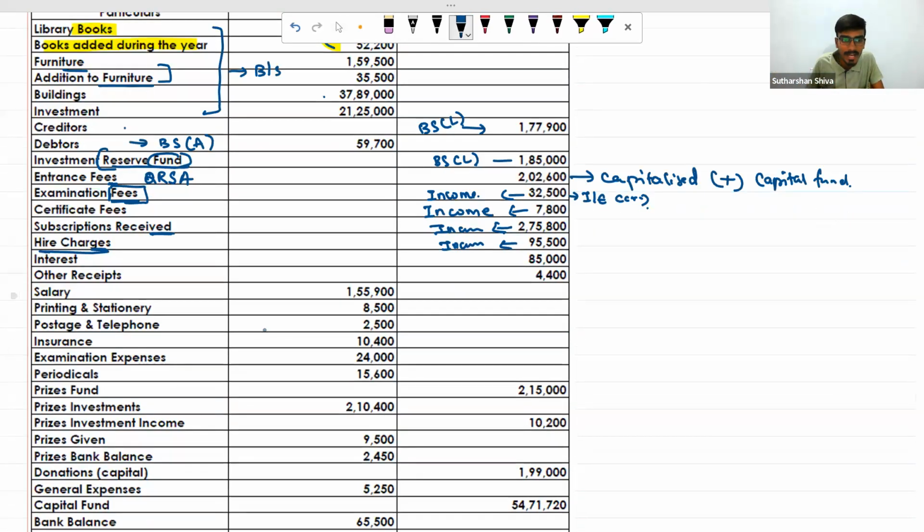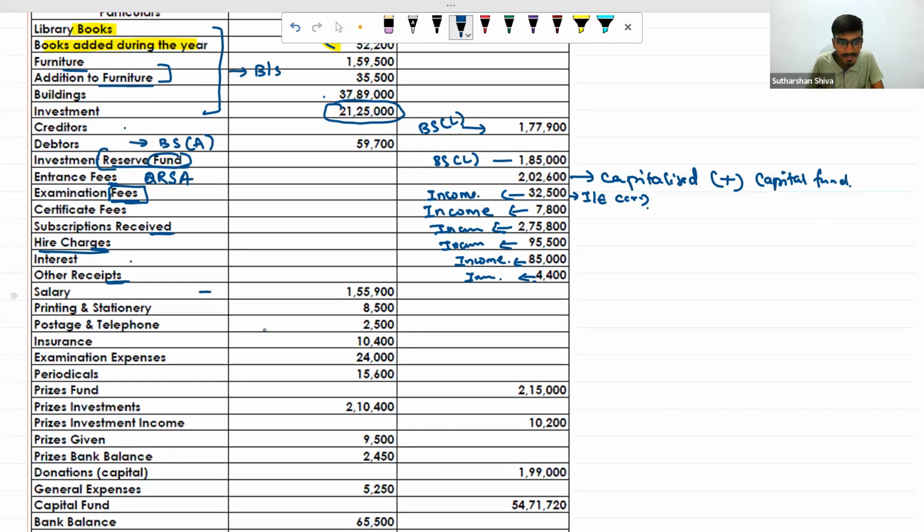Then other interest they have given, on the credit side. So it is also treated as income. I'm making some investments now, and from those investments I'm generating some interest. That is known as interest. Actually it is interest on investments. They will try to confuse you by giving only the word interest. Then other receipts they have given, that is 4,400. It is going to be treated as income.